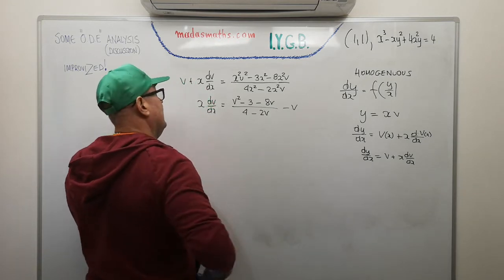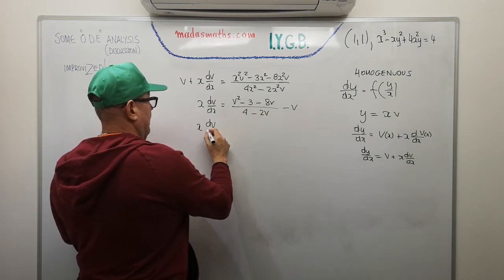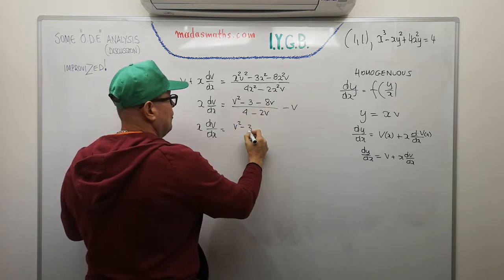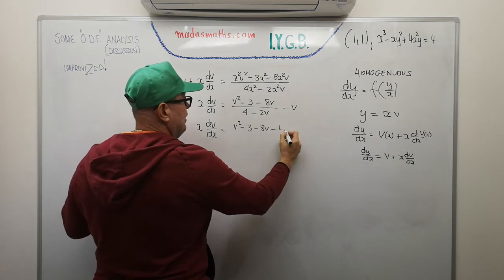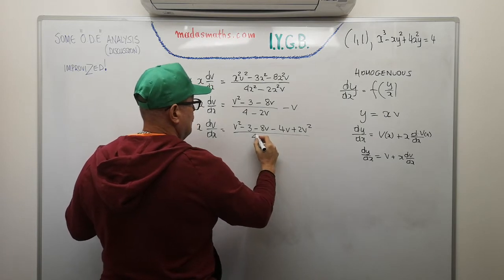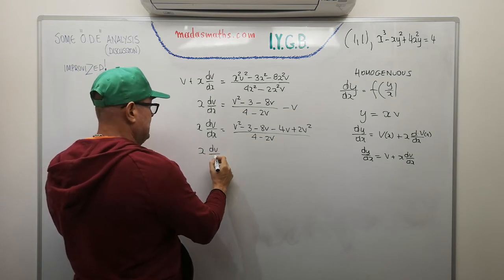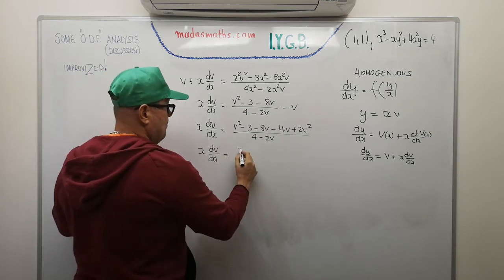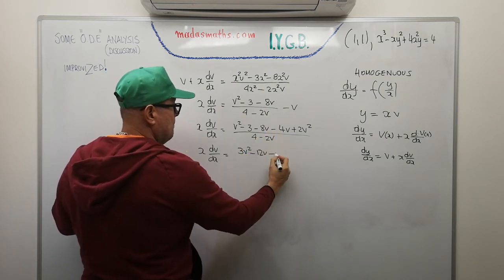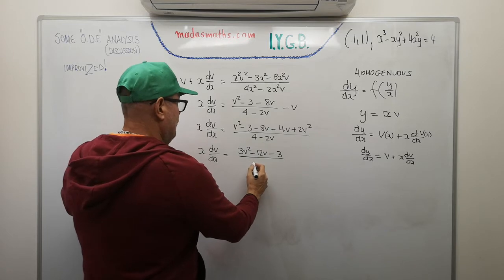Let's make some space, and what do I do next? This will be separable by the looks of things. So I need to put everything into a single fraction. So v squared minus 3 minus 8v minus 4v plus 2v squared, the whole thing over 4 minus 2v, and x dv by dx. Tidy further, I'm going to get 3v squared minus 12v, those two, minus 3. I got a factor of 3. I'm just wondering what I'm going to do with that. I'm going to think about it afterwards. Over 4 minus 2v.